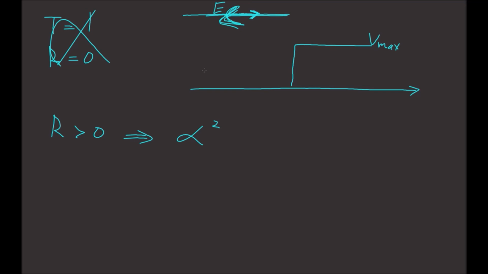The same goes if the energy is less than V max. This is our energy. Using the phenomenon of tunneling, there's a chance that this wave is going to come here and tunnel through this and pass through it. So T, the transmission coefficient, has a chance of being greater than 0, and that also depends on alpha square.